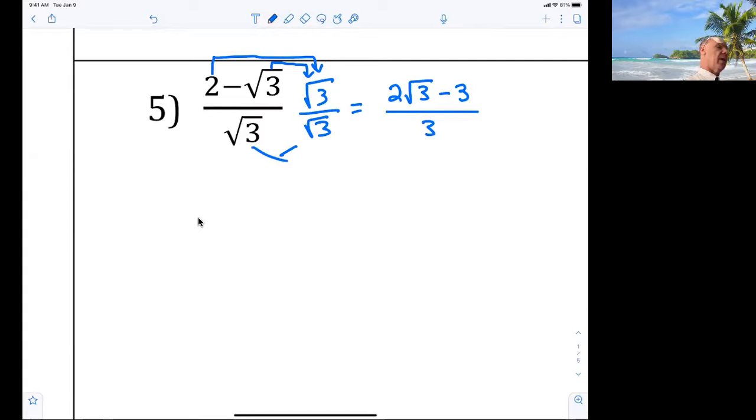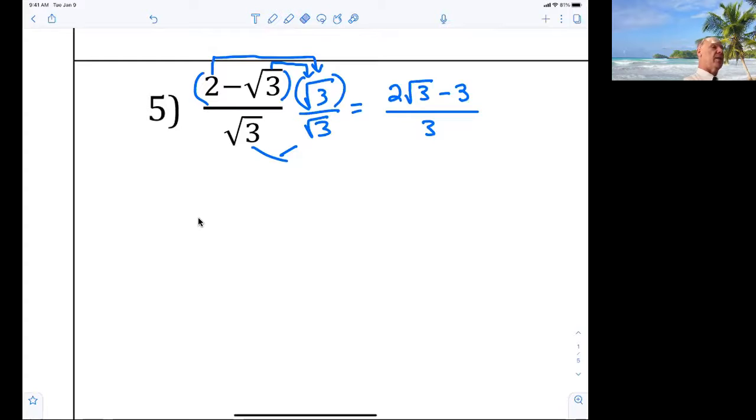We did yesterday a binomial times a monomial, so it shouldn't be that big of a deal. You're just multiplying the square root of 3 by 2 and the square root of 3 by the square root of 3. That's your answer. All right, that's it. Nothing else to it.